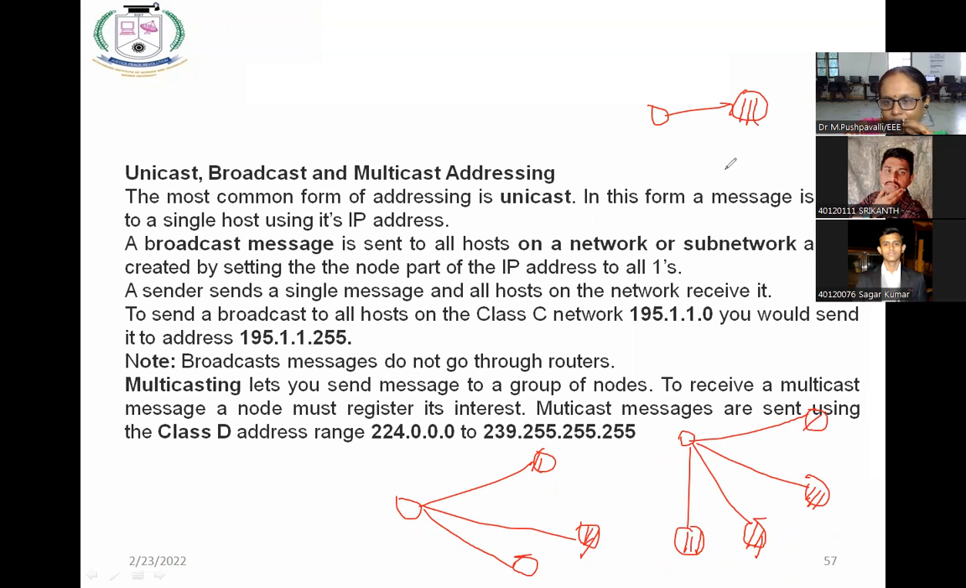So this is the unicast. This is broadcast. This is multicast.